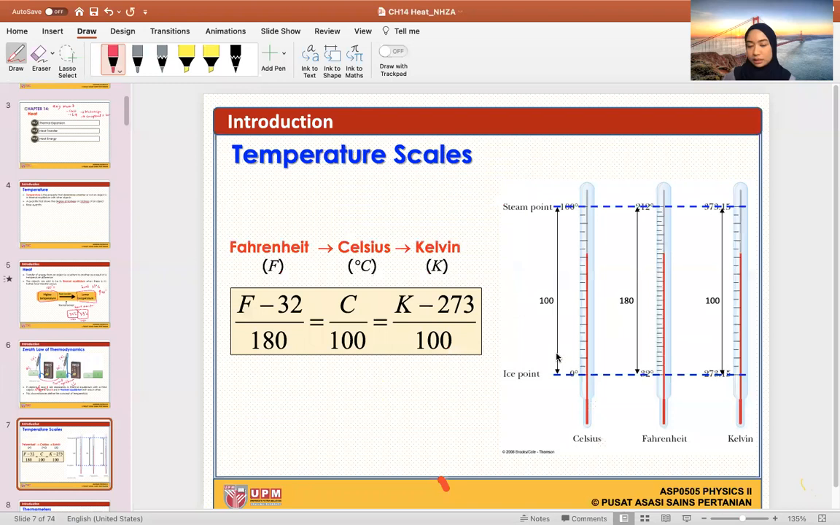Right. So here is your conversion temperature scales. You have to know this, kena memorize.